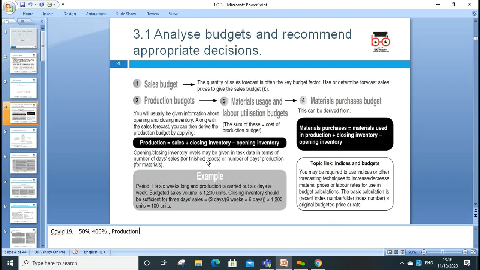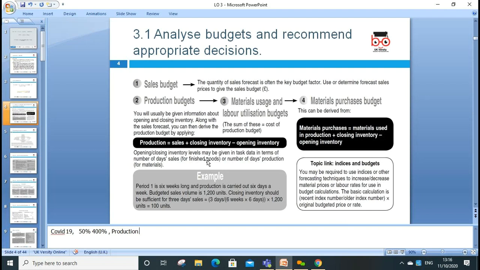Period 1 is 6 weeks long, and production is carried out 6 days a week, and the budgeted sales volume is 1200. Closing inventory is sufficient for 3 days, and 6 weeks times 6 days. So we need to look at around the 1200 units.